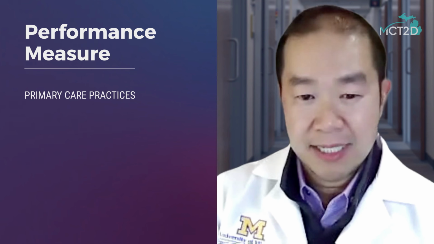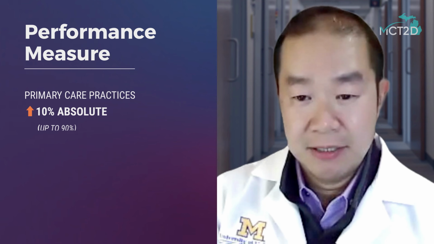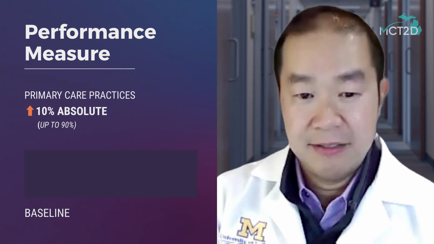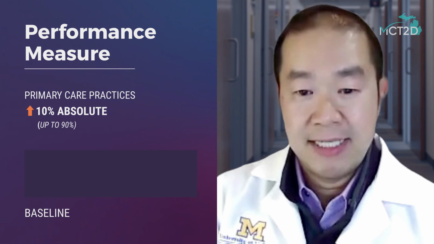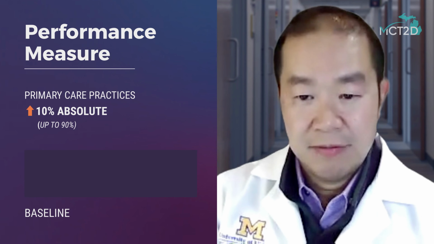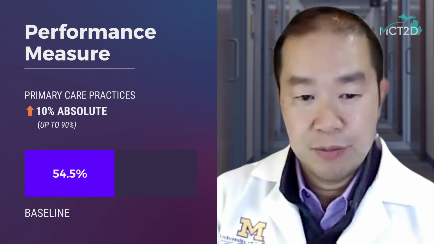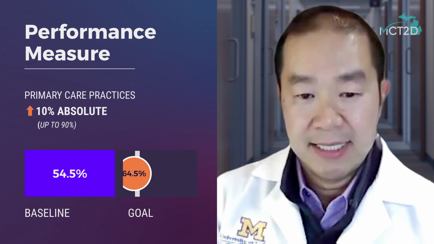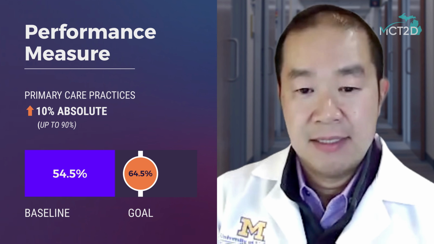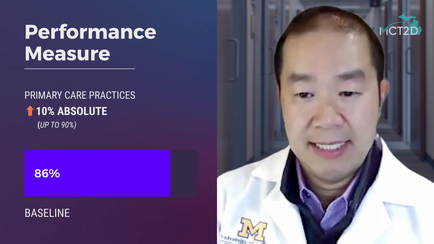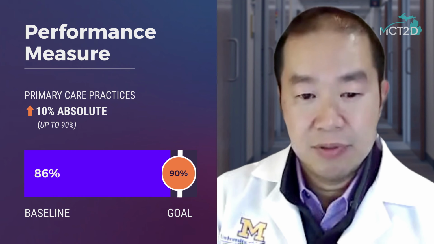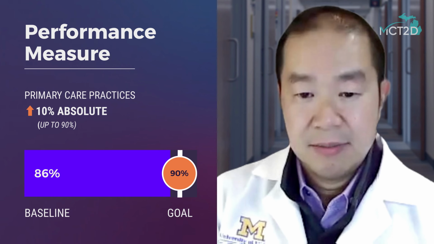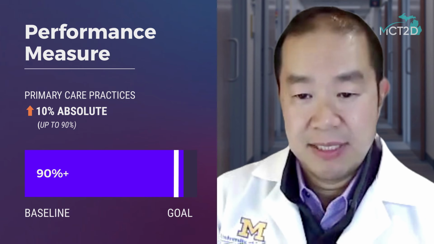So what are the goal rates for the MCT2D uACR performance measure? For primary care practices, the goal is a 10% absolute improvement from the practice's baseline uACR screening rate up to a rate of 90%. For example, for a practice with a baseline rate of 54.5%, their goal rate is 64.5%. For a practice with a baseline rate between 80 to 90%, they only need to improve to 90%. Practices with a baseline rate greater than 90% are asked to repeat a rate of at least 90% during the measurement year.